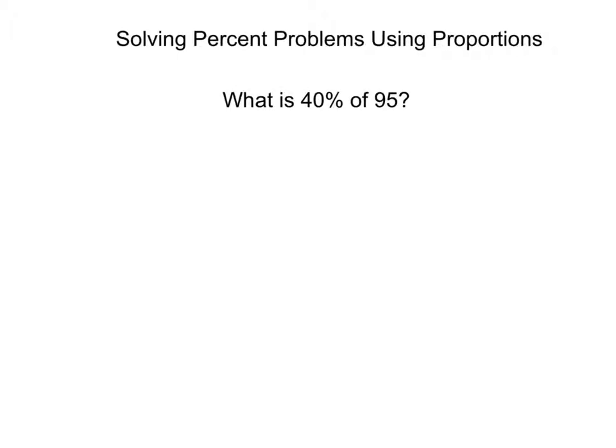Let's say you are asked to solve the problem, what is 40% of 95? What you are really being asked is, 40 out of 100 is how many out of 95? What you're really being asked for is a proportion. This is really comparing the part to the whole. So I'm going to write that down, because 40% means 40 as a part to the whole 100.